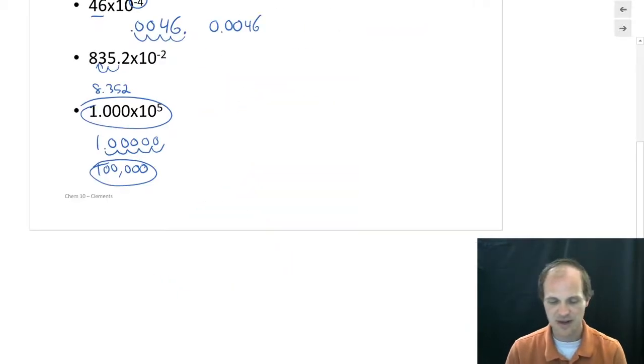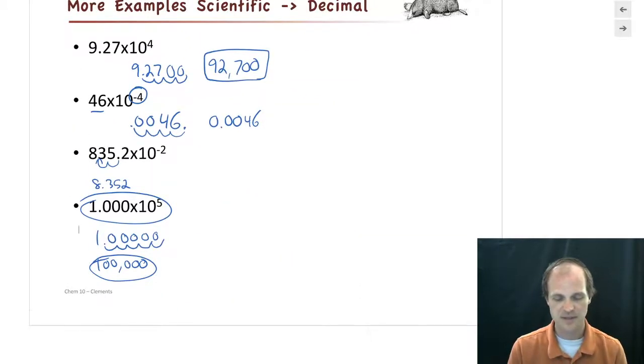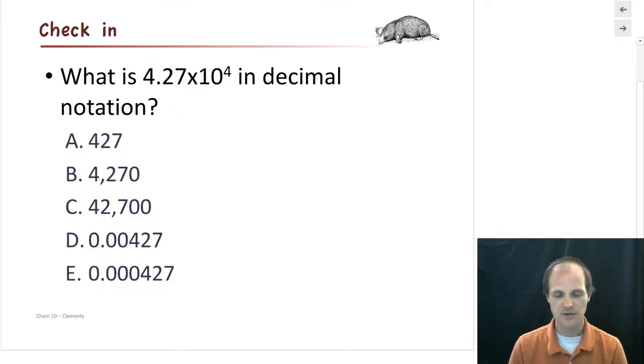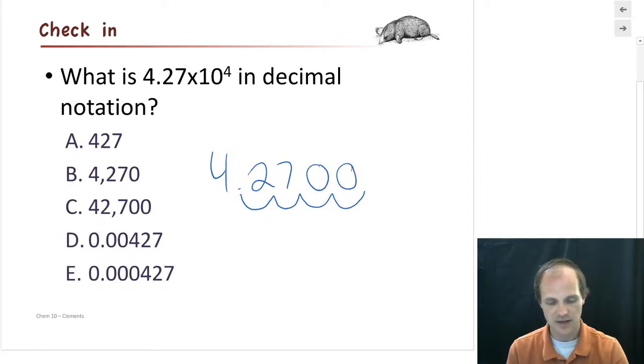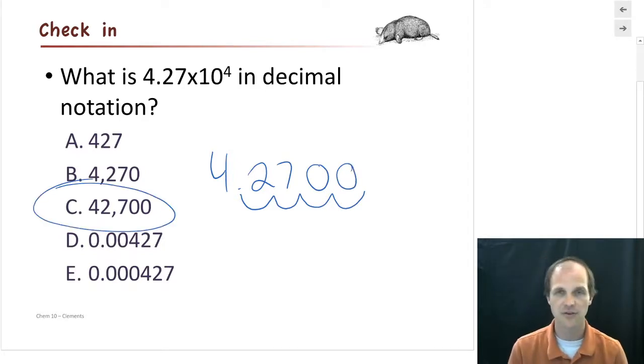So you had a chance to practice converting numbers from scientific notation to decimal. Your turn. We're going to take 4.27 times 10 to the fourth, and what is that in decimal notation? Pause, answer it, and you're back, which means you did it. Hopefully you took your 4.27 times 10 to the fourth, and you said 1, 2, 3, 4, and you got 42,700.